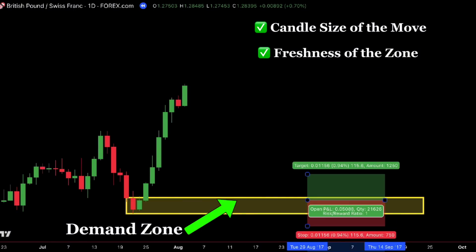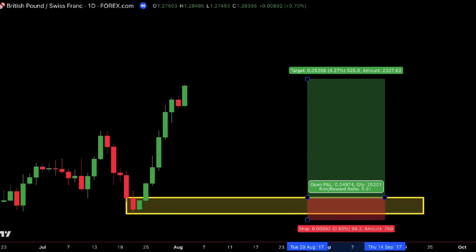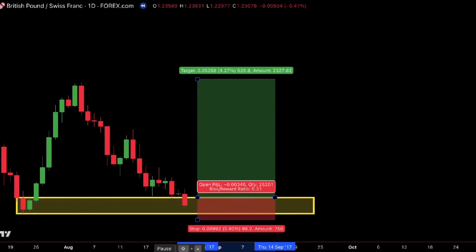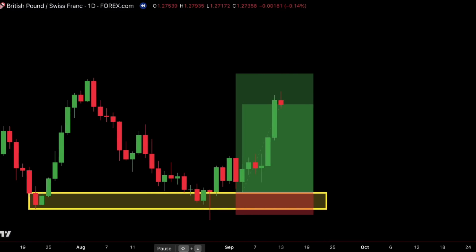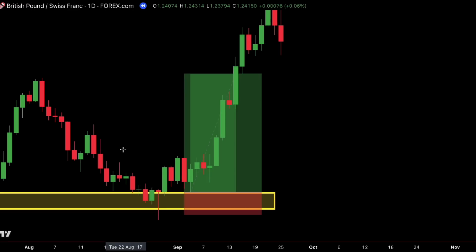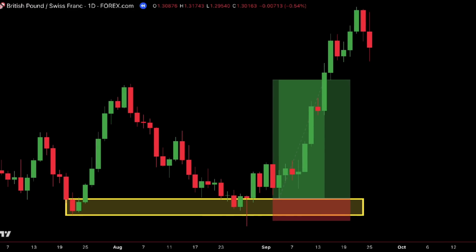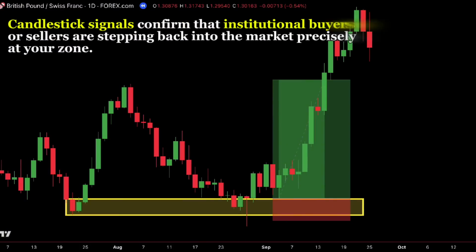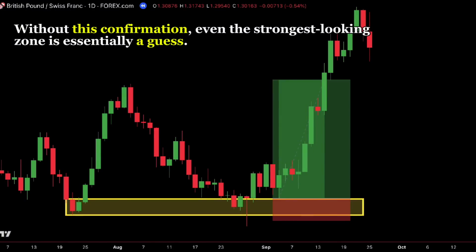Because the zone looks perfect, you place a limit buy order right at the zone without waiting for confirmation. But as price returns, it slices straight through your entry, stopping you out immediately. Why did this happen? You skipped one crucial step, waiting for a candlestick confirmation signal. Candlestick signals confirm that institutional buyers or sellers are stepping back into the market precisely at your zone. Without this confirmation, even the strongest looking zone is essentially a guess.